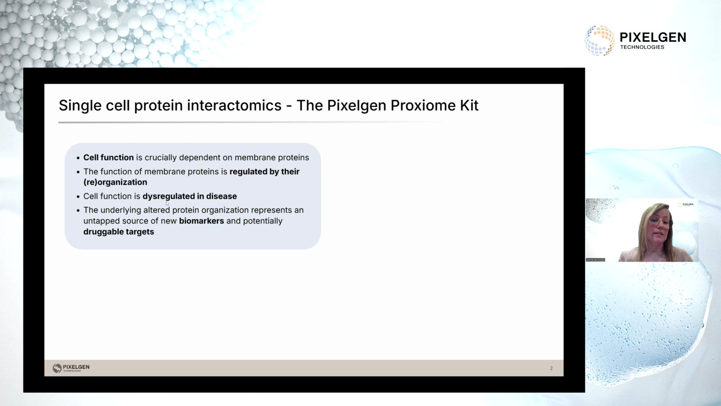Cellular function is most often dysregulated in disease in one way or another, and the underlying altered protein organization that leads to this dysregulation in disease is really a very untapped source of biomarkers. So this dimension has not been explored at a high resolution, high multiplexing yet. And there is really potential to find new biomarkers and also druggable targets by starting to look at this new dimension of protein organization.